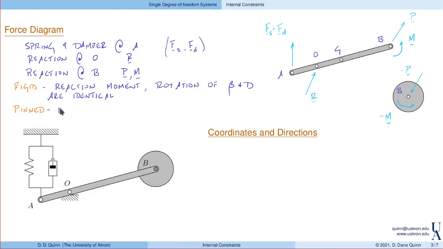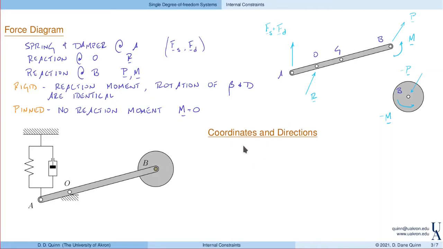In this case, there is no reaction moment, which means that M is equal to 0. Because, of course, pins can't support moments, right? This disk is free to rotate. So here we see the difference between these two internal constraints. For a rigid constraint, we have a moment. For a pin connection, we have no moment.